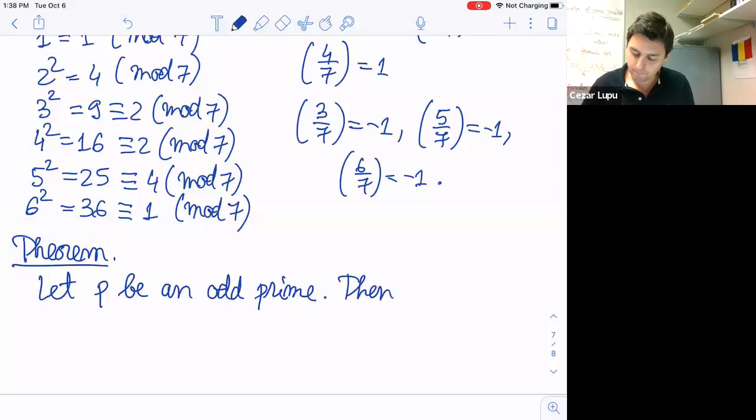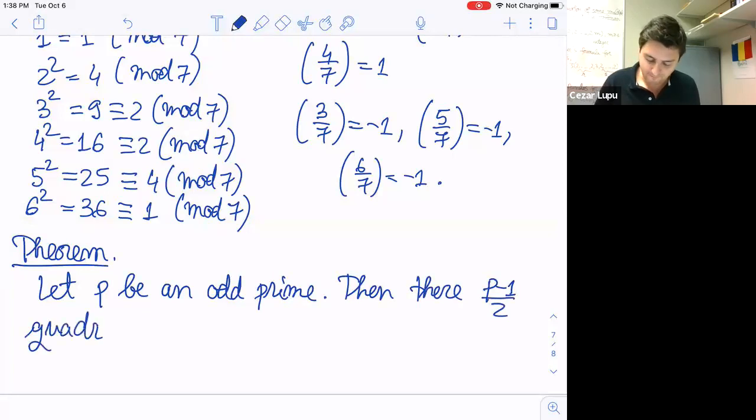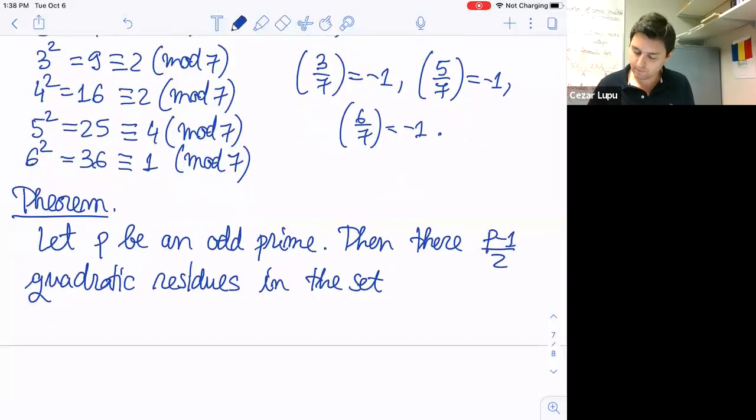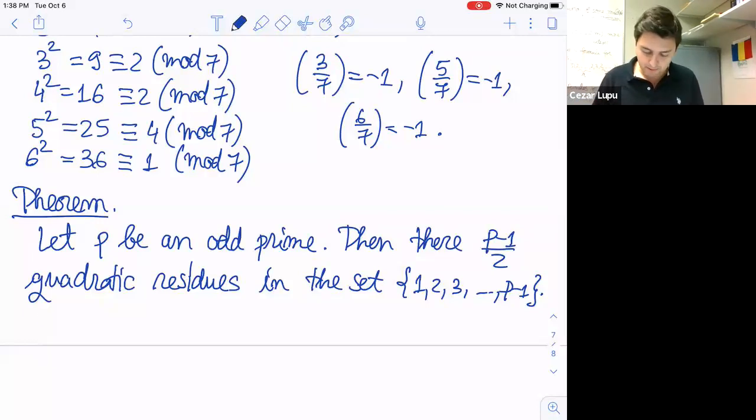then there are (P minus 1) over 2 quadratic residues in the set 1, 2, 3, all the way to P minus 1. And of course, there are (P minus 1) over 2 quadratic non-residues. All right, now let's see some properties of the Legendre symbol. In fact, let me write it here.